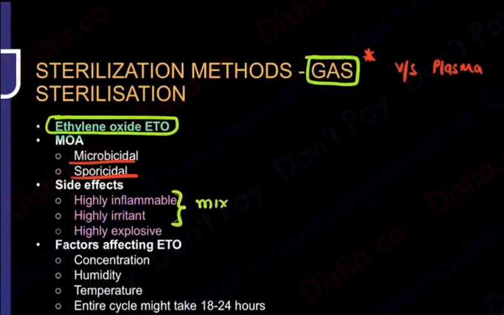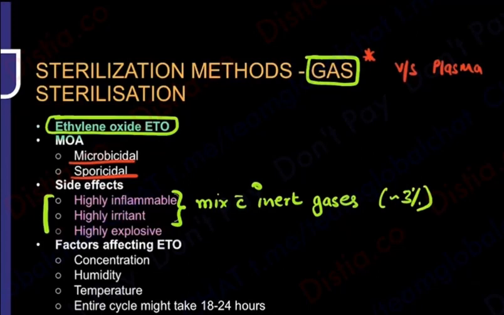You are supposed to mix it with some inert gases. Earlier they used to say 10% tak dilute kar lo, so you can use 10%. Now they say no, not even 10%. Roughly somewhere around a 3% or 4% is enough. Rest of it you mix it with inert gases because it's very dangerous. So one disadvantage is it's got a lot of toxic products, whereas plasma sterilization did not have any toxic products.